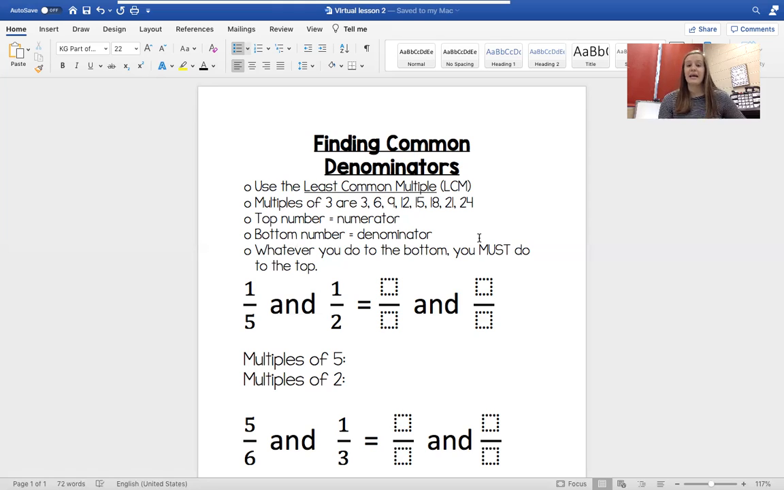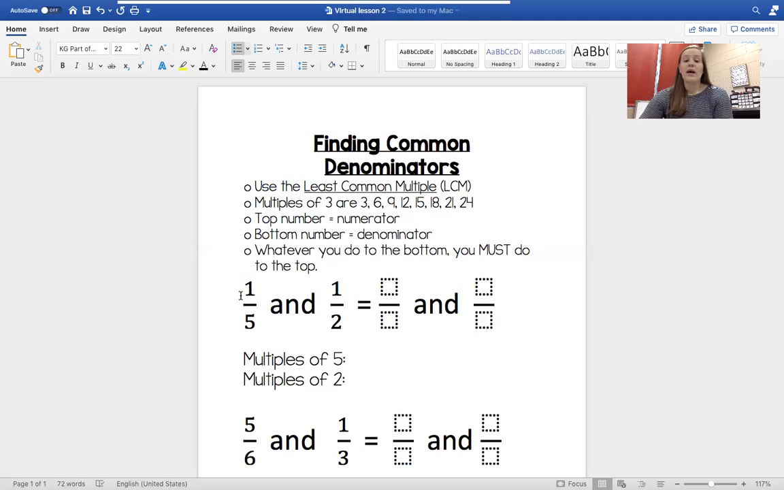Whatever you do to the bottom, you must do to the top. So if you multiply the denominator by 2, guess what you have to do to the numerator? Multiply it by 2. And that will also make more sense as we get into our problems. So we are going to do 2 together, and then you will have 2 to do on your own.